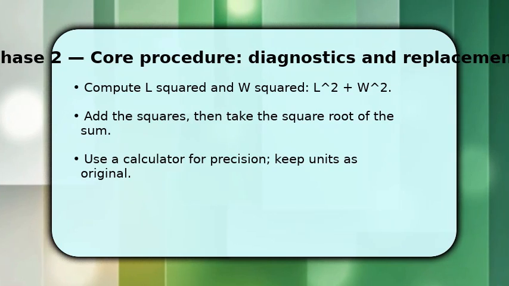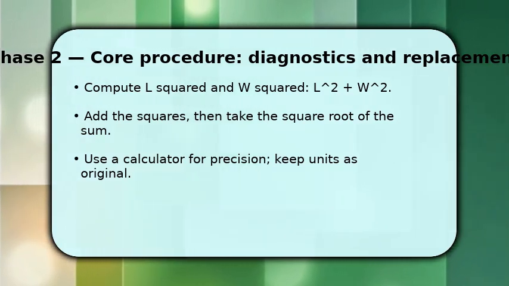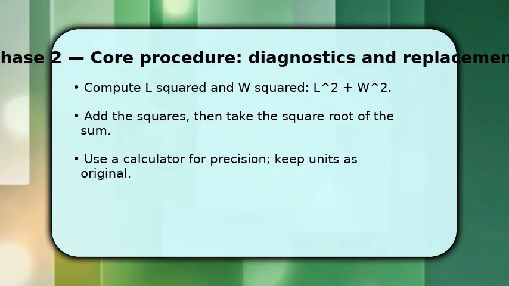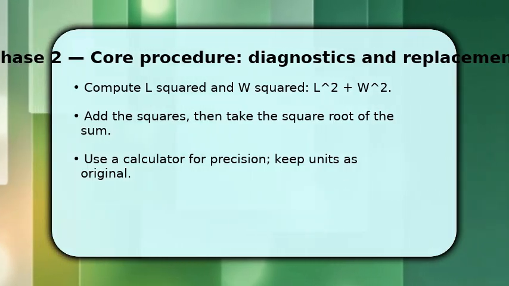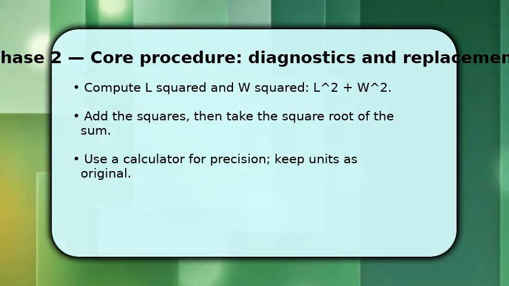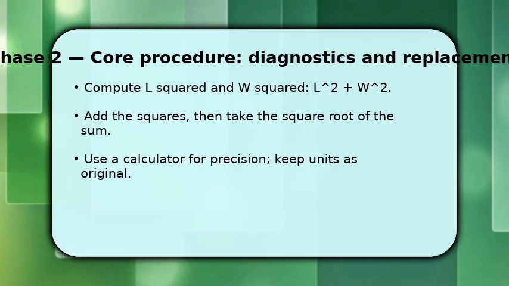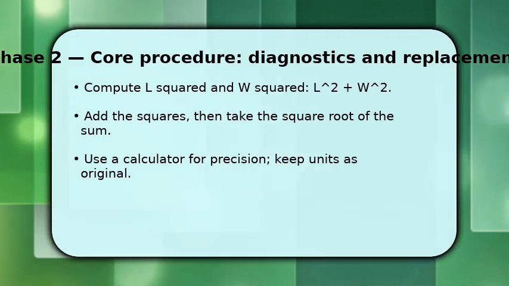Now you form a right triangle where the diagonal is the hypotenuse, so apply the Pythagorean formula. Diagonal squared equals L squared plus W squared. Square each side, multiply L by L, W by W, then add those results. Once you have the sum, take the square root, that yields the diagonal length.